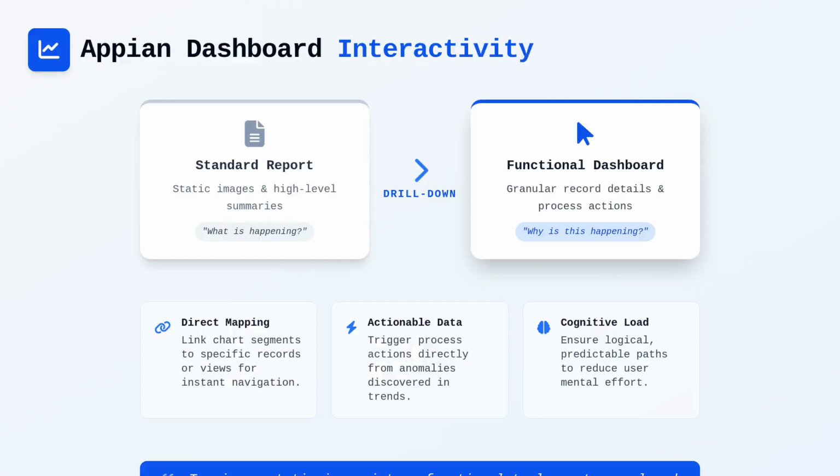Interactivity is what differentiates a standard graphical report from a functional Appian dashboard. By configuring drill-down capabilities, you allow end users to move from a high-level summary directly into the granular record details that explain the underlying trend.